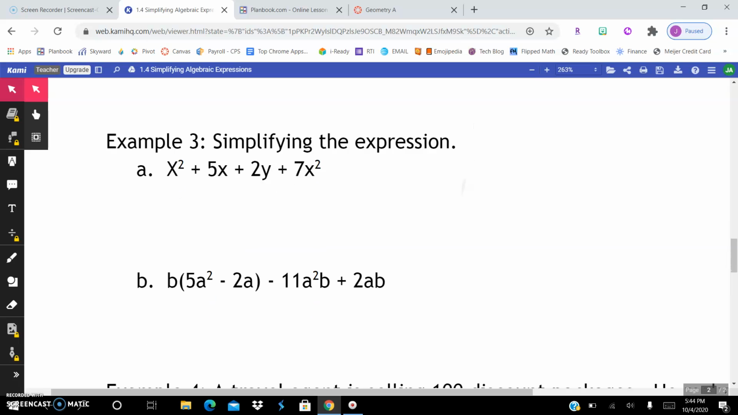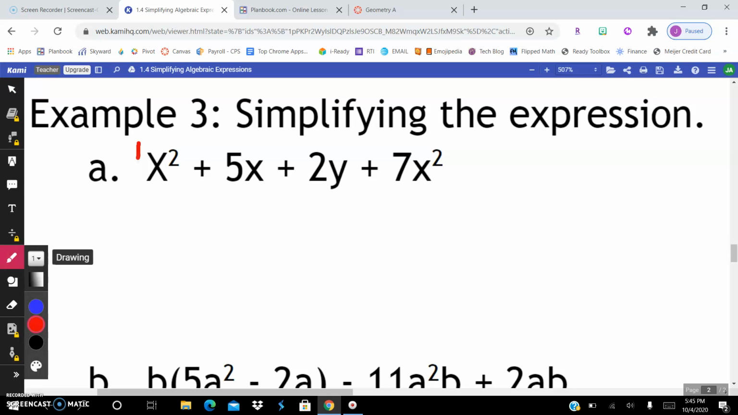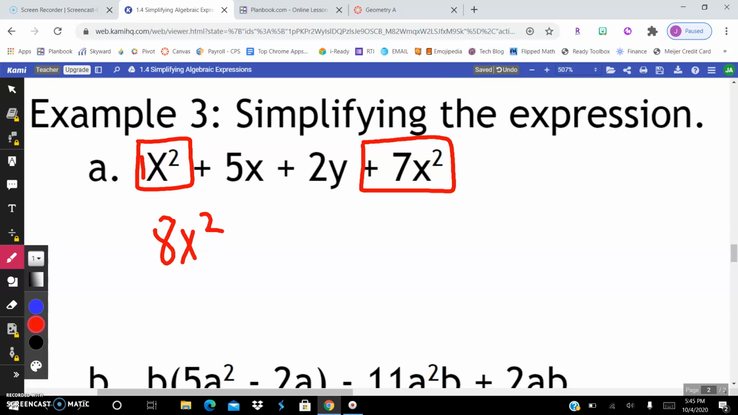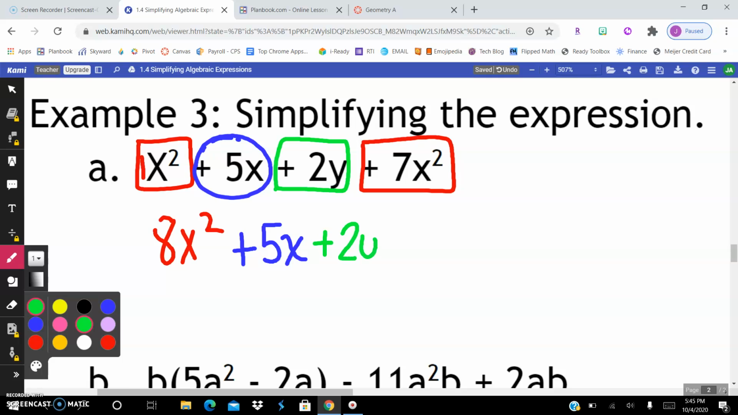So for example 3, we're going to have to simplify this expression. I have an x squared, so I'm going to go through and see if we have any other x squareds, and I have a positive 7x squared. This x squared is actually 1, so 1 plus 7 would be 8x squared. Then I have a positive 5x, and I'm going to look for other x's, and I don't see any. That's the only one. So we're going to bring down plus 5x. And then the last thing I have here is a positive 2y. It's the only thing left in our problem, so it does not have any like terms to combine. We just bring it down, and that would be our final answer.